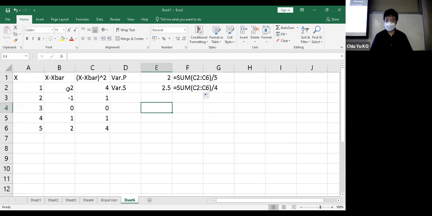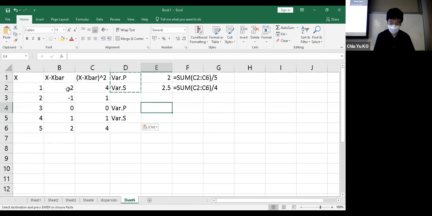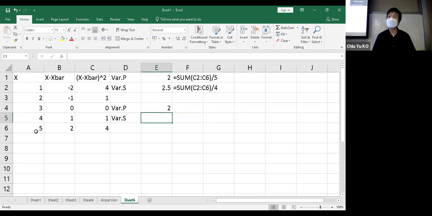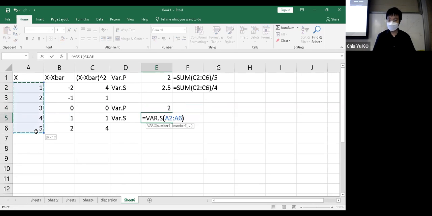So quickly, I do SD. Just compare the formula here to make sure this is right. If you put VAR.P and highlight the data, it gives you the same answer. You get VAR.S and highlight them, it gives you the same answer.